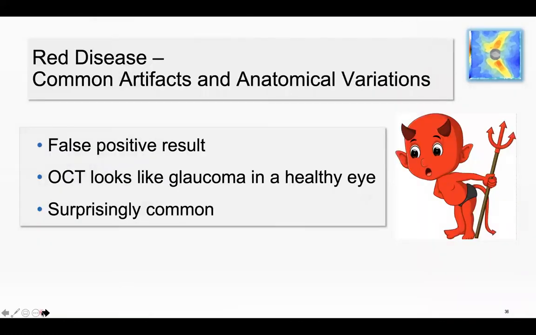There are two things we call red disease and green disease. Red disease is the false positive result. OCT looks like glaucoma in a healthy eye. It's surprisingly common, and I will show you some examples of it.